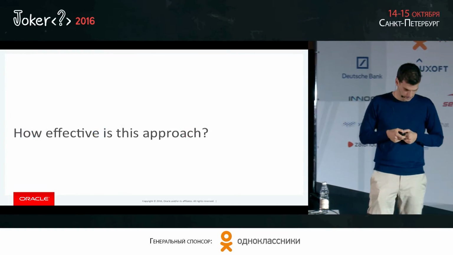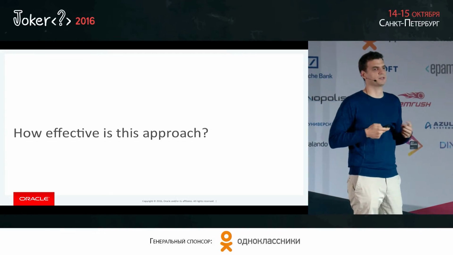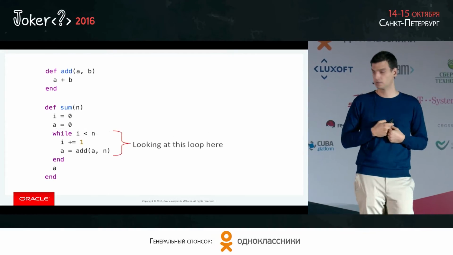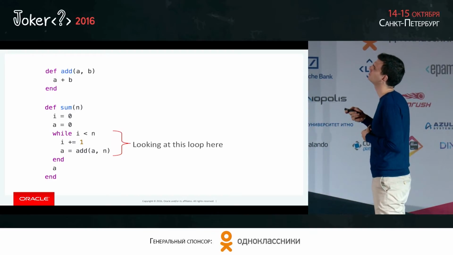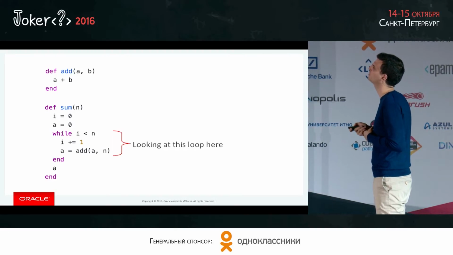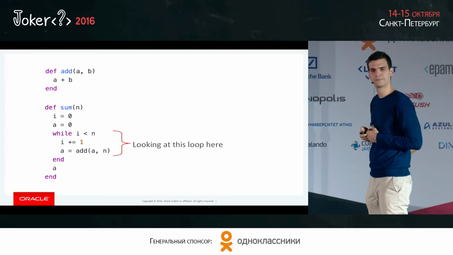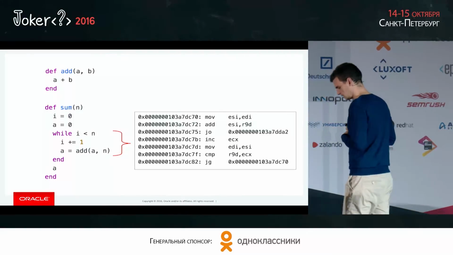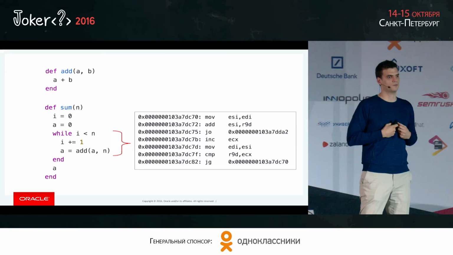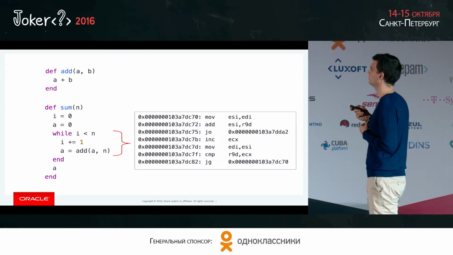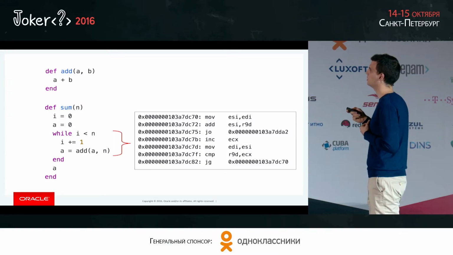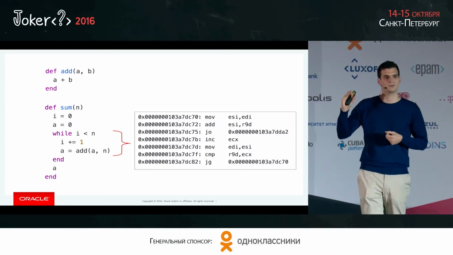So let's see how effective this is in practice. This is code in Ruby, which does a very simple sum. We have an addition function, and a while loop that adds until n. When you look at the assembly that gets produced after running this function, you will see a very simple thing. You will see basically an addition, compared to add, then this JO. Does anyone know what JO does?